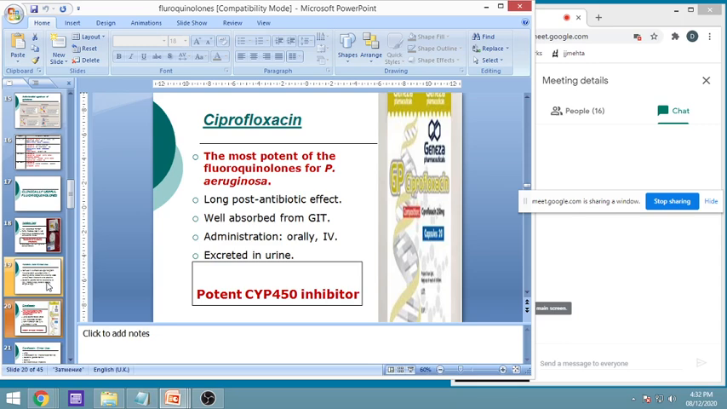Ciprofloxacin is the most potent of these fluoroquinolones against Pseudomonas aeruginosa, with a long post-antibiotic effect, and well absorbed from the GIT. It can be given either orally or intravenously, and it is excreted in urine. But it is a potent CYP450 inhibitor, and because of that it can cause inhibition of many drugs which are metabolized through cytochrome P450 metabolism. This drug can have a big impact on this.